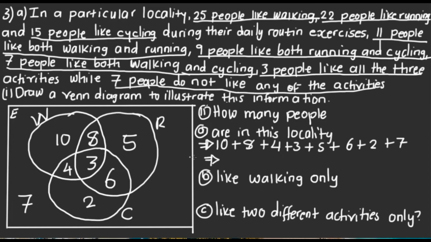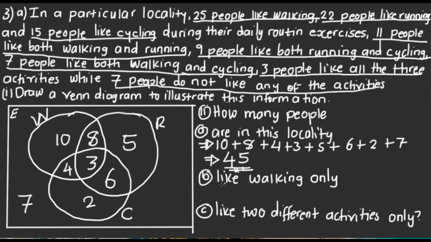So 10 plus 8 is 18. 18 plus 4, that is 22, plus 3, that is 25, plus 5, that is 30, plus 6, that is 36, plus 2, 38, plus 7, 45. So I'm getting the total 45. So there were 45 people in this locality.